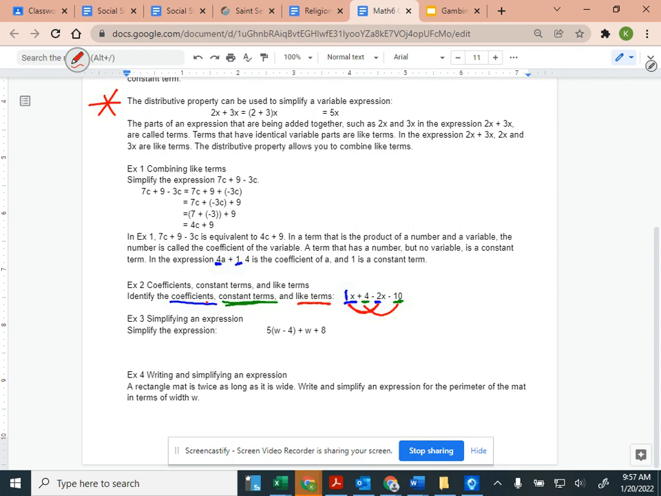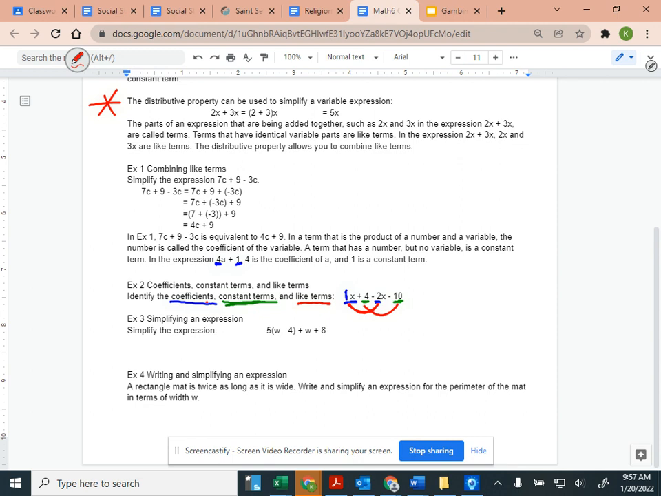Because W is like 1, and then 1 minus 4. We're not doing the minus 4 because W and 4 are not like terms. We can't combine them, because one has a W and one does not. So you cannot combine them.